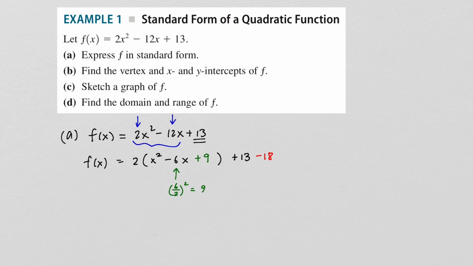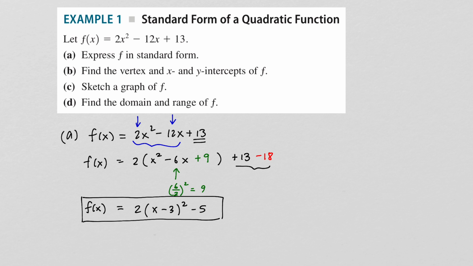Next, we'll go ahead and simplify. So we'll do a little factoring here. This is going to become x minus 3 quantity squared. And then positive 13 minus 18 is negative 5. And you see now we have the quadratic function in standard form.